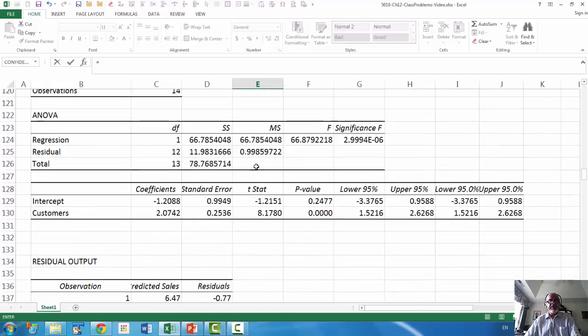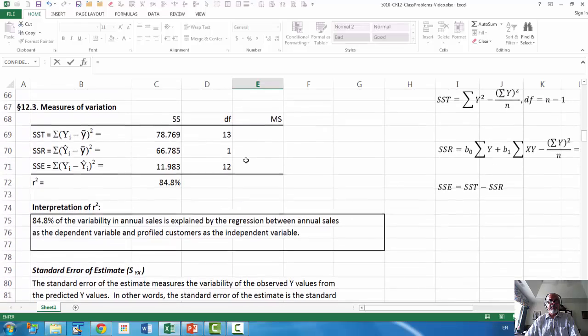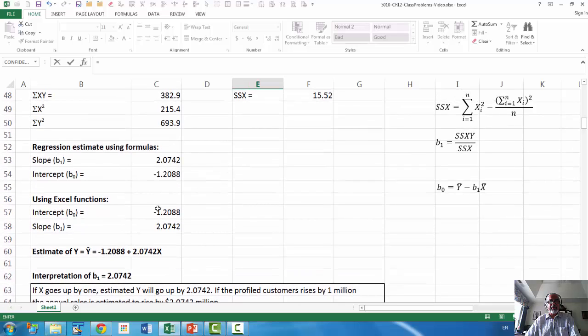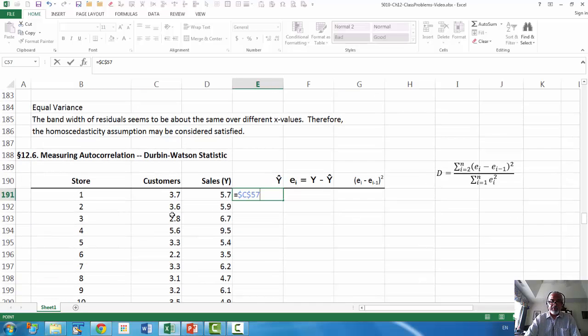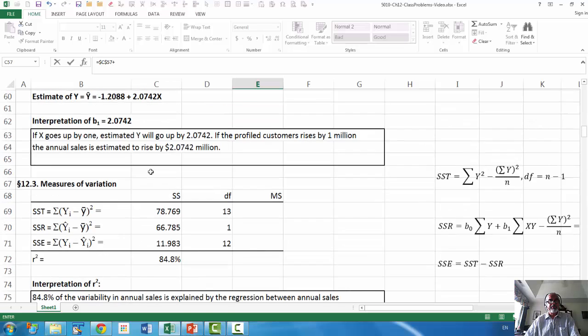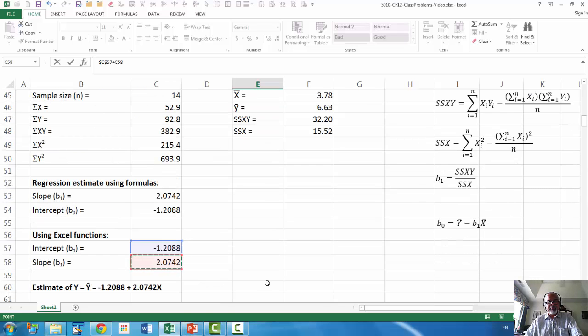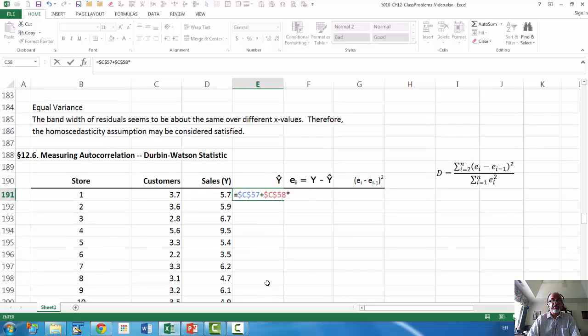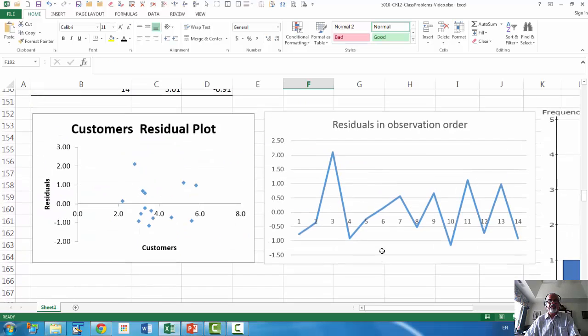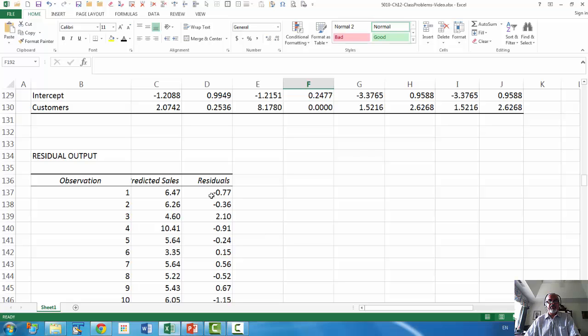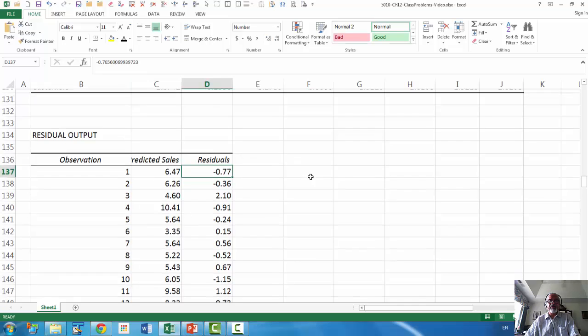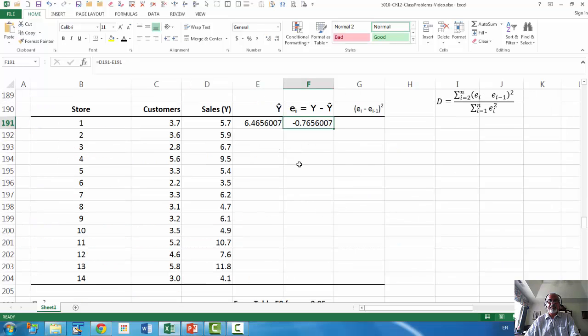Y hat will be b sub 0. We computed b sub 0 right here. Okay, you can use either of these two and make that absolute reference, plus b sub 1, which is that, and make that absolute reference, times the value of x. So that gives us the y hat value. Now if you take y minus y hat, so that will be our residual. Okay, like the first residual is 0.765 as you see there, which is what we get here.